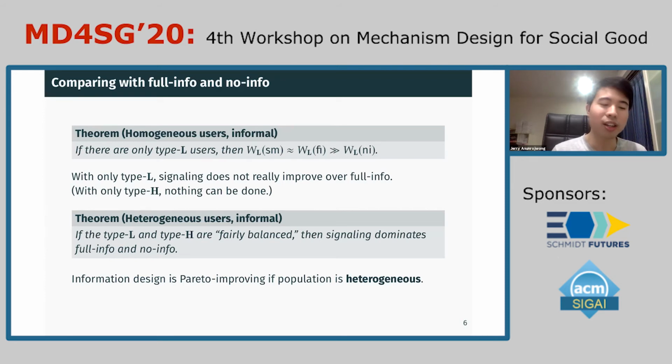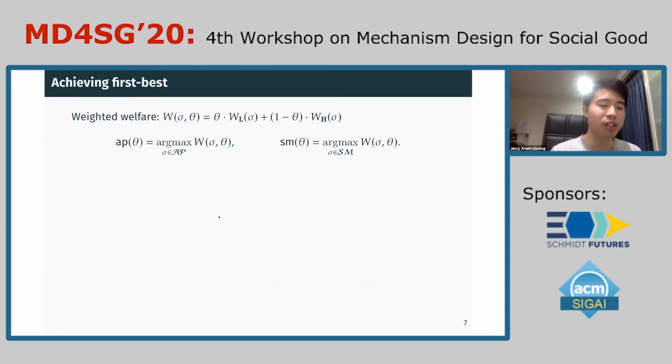Now we reintroduce heterogeneity in needs, and signaling becomes useful in this more realistic setting. We can show that if type L and type H users are fairly balanced, then signaling Pareto dominates both full info and no info. Taking these two theorems together, we conclude that information design is Pareto improving if the population's need is heterogeneous.